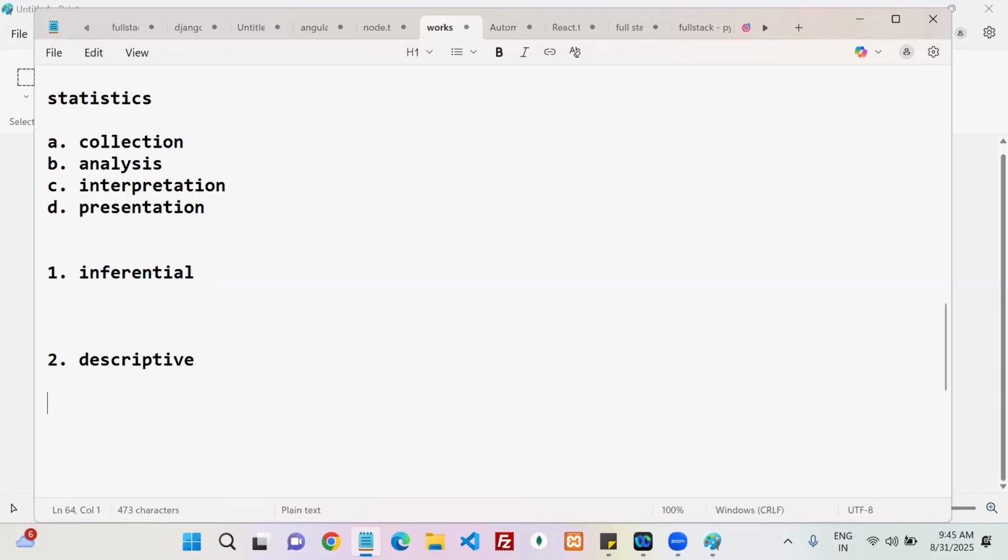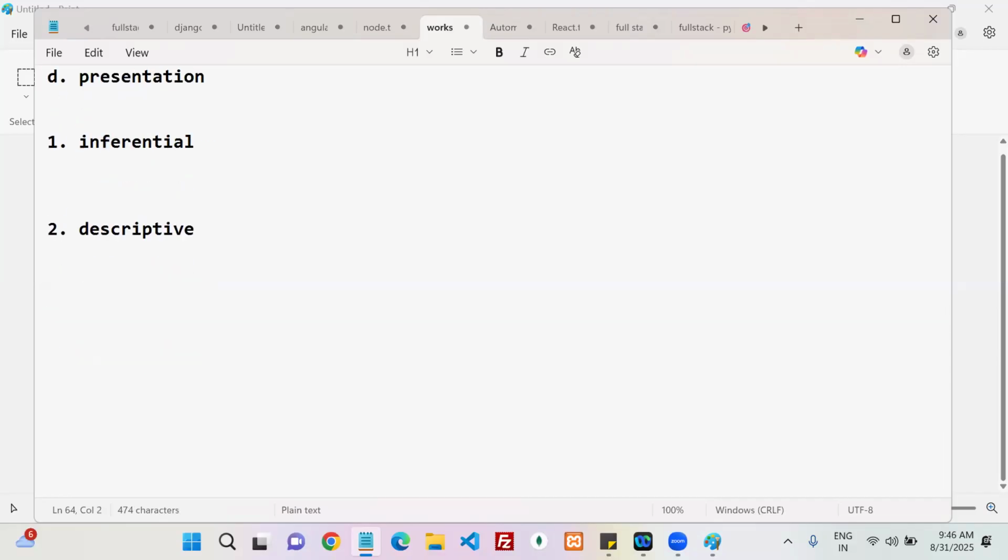Descriptive, tell me. Terminology-wise, what did you say? Mode. Median. Mean. Range. Standard deviation. Variance. These all come under descriptive statistics or not. What is mode?